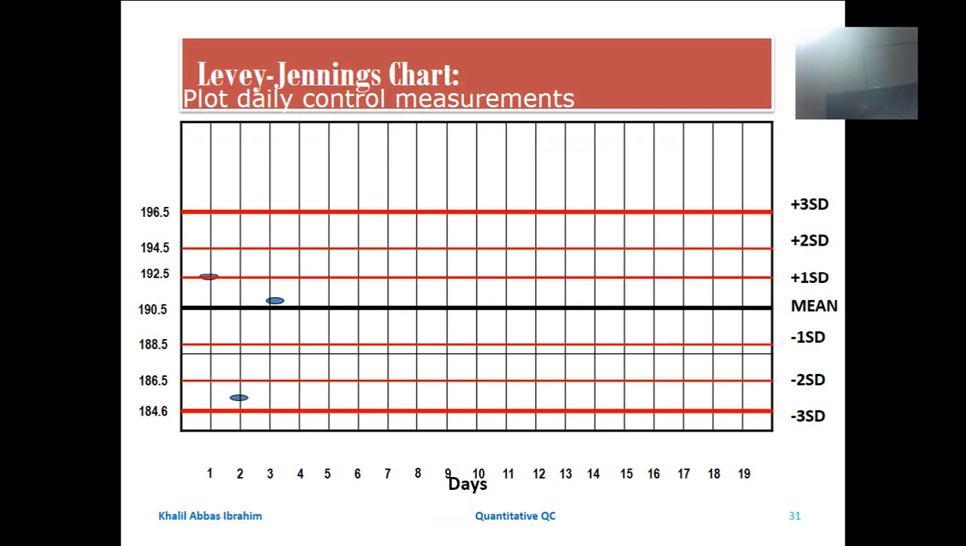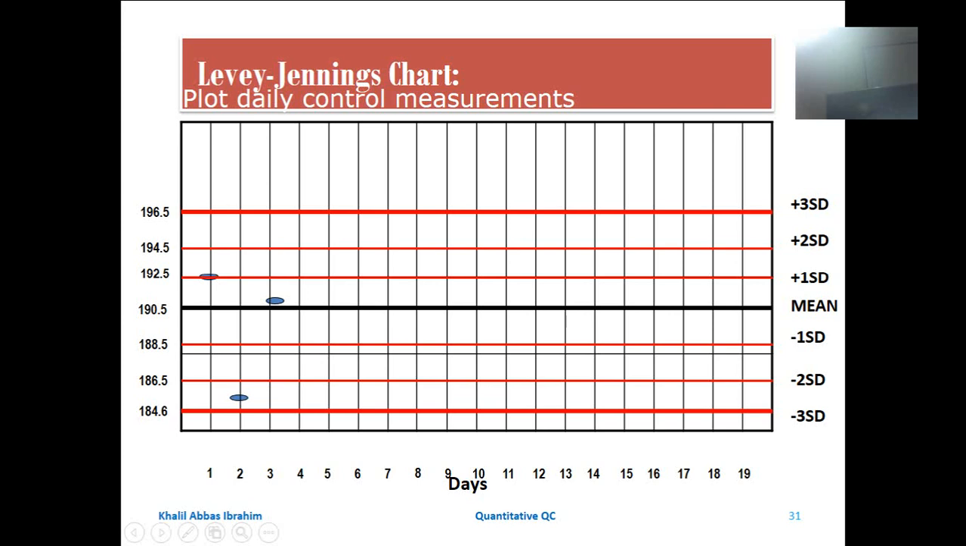By using this chart, every time, for example, if you use to examine the control material once a day, you need to develop this chart like this, as we said before. Then on day 1, the value that you obtained by examining the control materials lies here. For example, it is exceeding the central value, which is the mean, by 1 standard deviation. So it lies here on the line of plus 1 standard deviation.